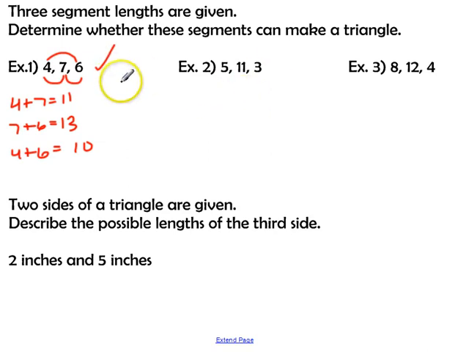A way to do this a little faster is if you just take the 2 shortest sides and add them up, they have to be greater than the longest side.